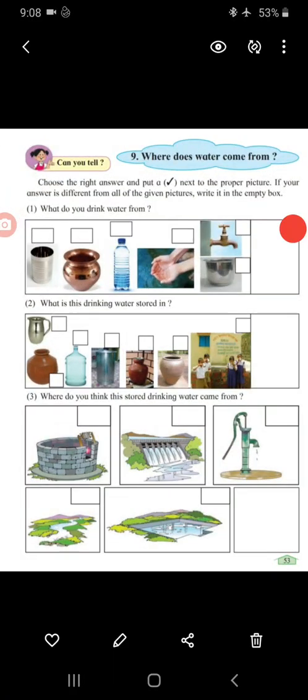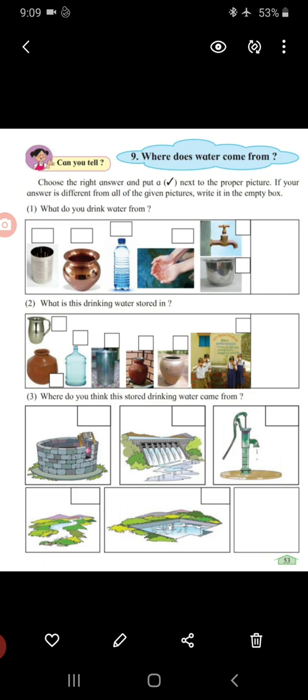Okay, children. Can you tell? Choose the right answer and put a tick next to the proper picture. If your answer is different from all of the given pictures, write it in the empty box. First one, what do you drink water from? First is a steel glass, second is a copper vessel, third is a plastic bottle, fourth are hands, then a tap, and then a small steel vessel. So whichever thing you use for drinking water, you have to tick mark.